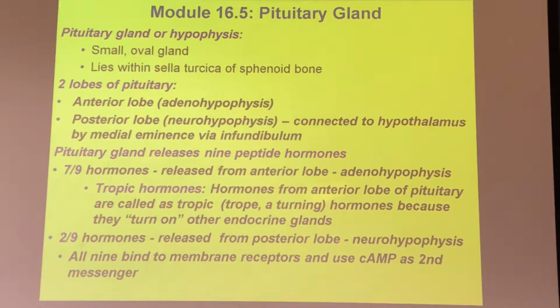Come on, guys. Second messengers are used only when the hormones cannot go through the plasma membrane. Why can they not go through the plasma membrane? Because they are water soluble. The second kind, which is lipid soluble, can go directly because they can dissolve there. So these hormones are water soluble hormones, and they use a second messenger called cyclic AMP.